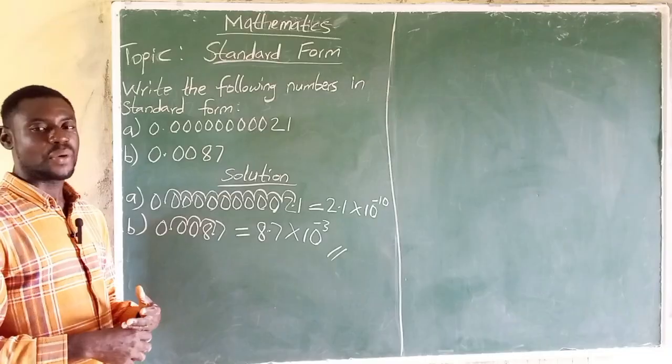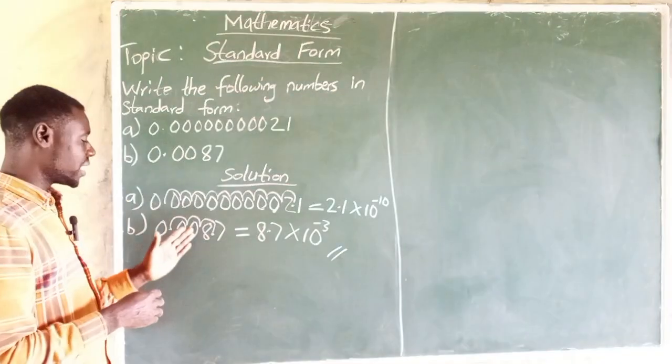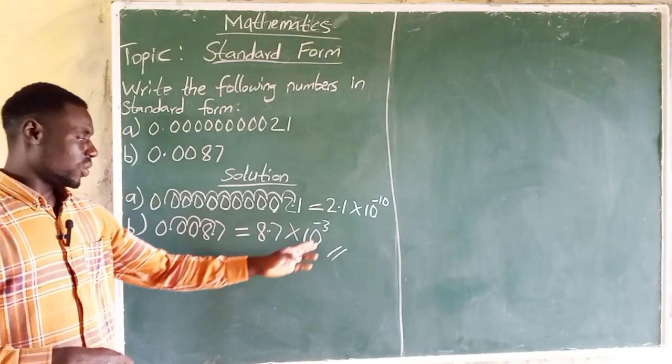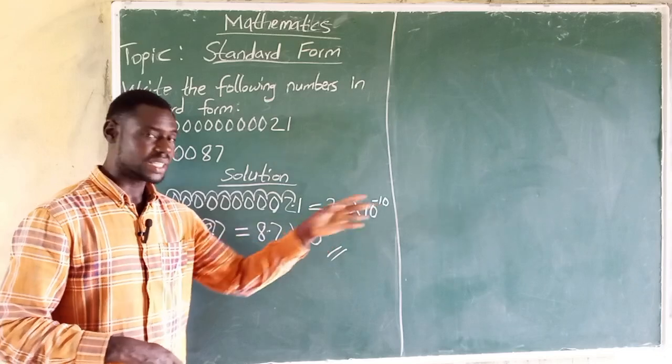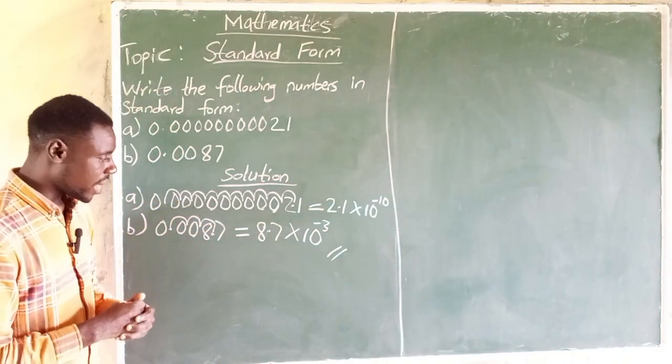So this is how you find the standard form of a given value that is less than 1. This particular standard form I'm teaching you is very important because you're going to use it in logarithms and other mathematics concepts. So this is where we end the video.